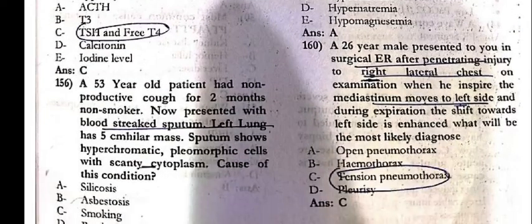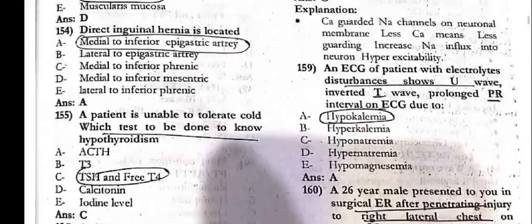A 53-year-old patient had a non-productive cough for 2 months. A non-smoker now presented with blood-streaked sputum. Left lung has a 5 cm hilar mass. Sputum shows hyperchromatic pleomorphic cells with scanty cytoplasm. The cause of this condition would be radon exposure.